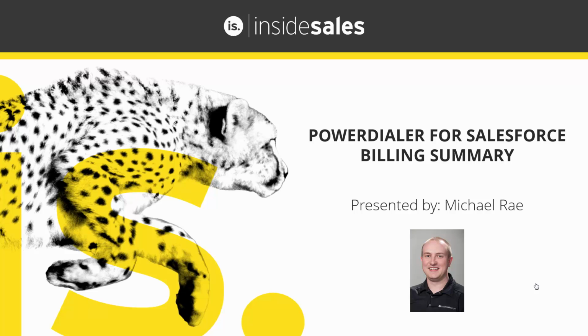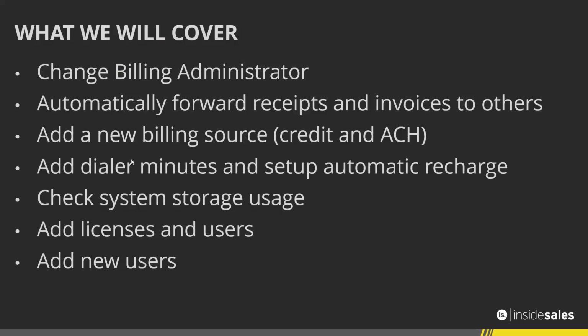Today we're going to go over the PowerDialer for Salesforce billing summary section and answer some questions, show you how to do several important things with that. Some of the things we're going to cover: how to change the billing administrator, automatically forward receipts and invoices to others in your organization, adding a new billing source, adding dialer minutes and setting up automatic recharge, checking the system storage usage, as well as adding licenses and users and setting up those new users.